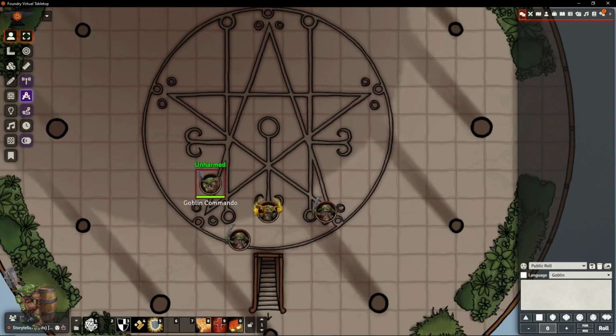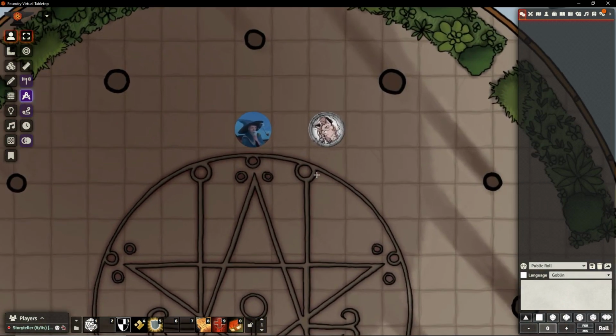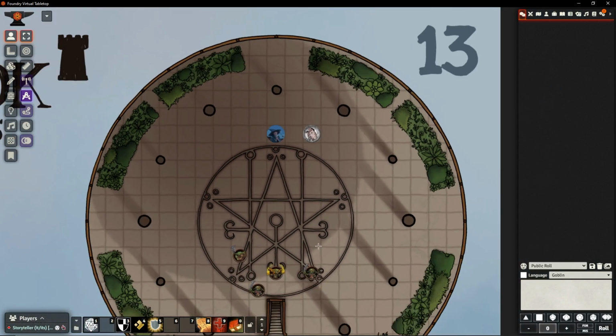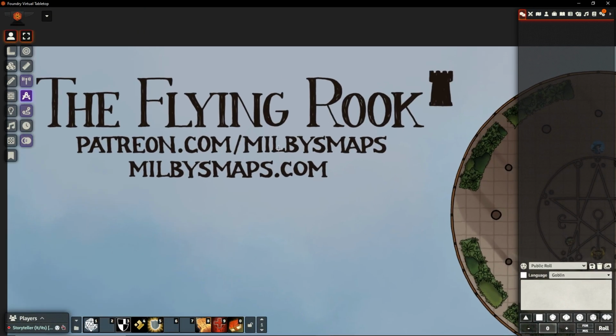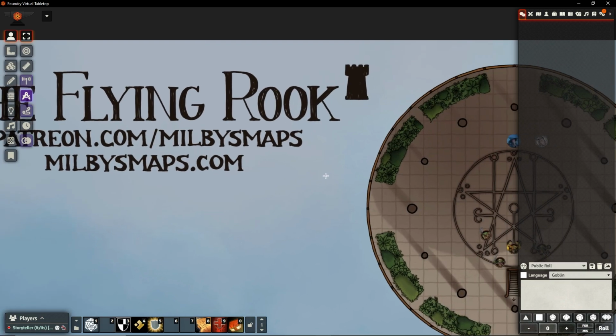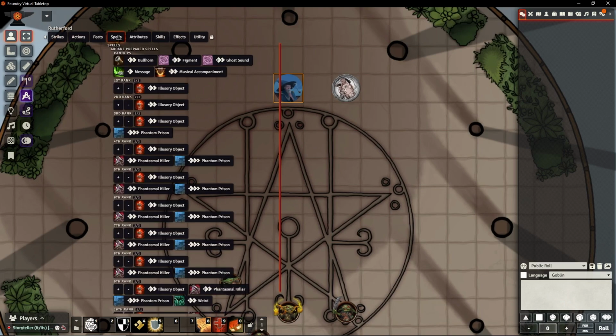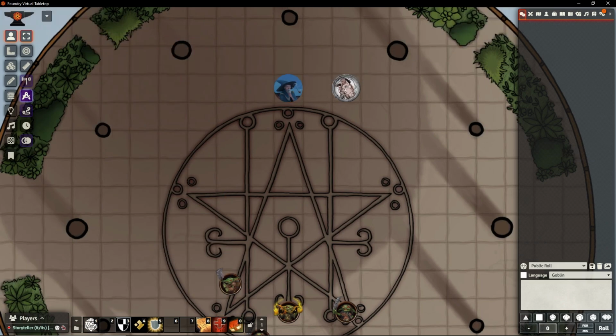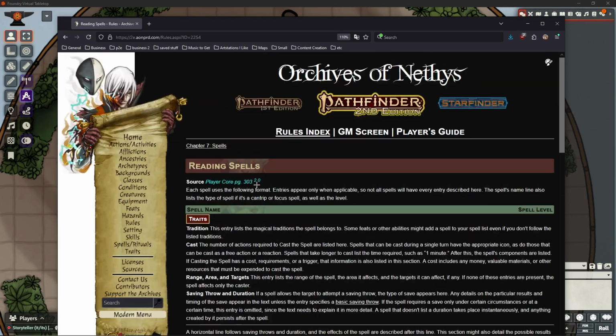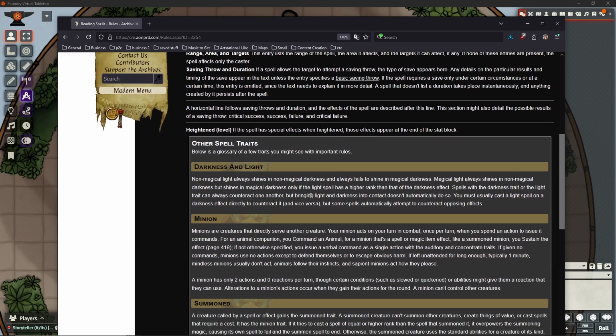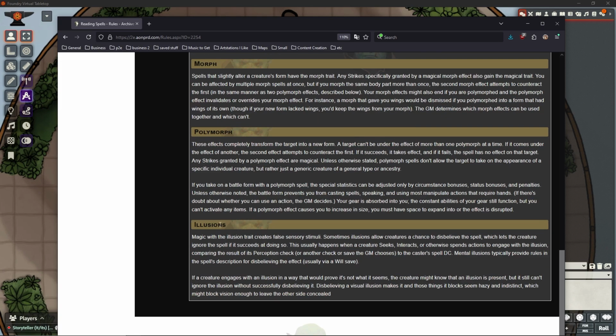So, today I have these 4 goblins who are going to be helping out Rutherford and Exxa, demonstrating on top of the Flying Rook by Milby of Milby's Maps, and I'll link that down below for you. I have a demonstration specifically of a couple of different types of illusion spells, but first let's go over the general rules. Located on the Reading Spells page on Archives of Nethys, there is the Other Spell Traits section, which has a subsection on illusions that talks about their rules. I'll read that out for you right now.